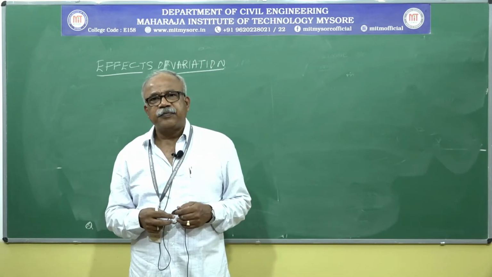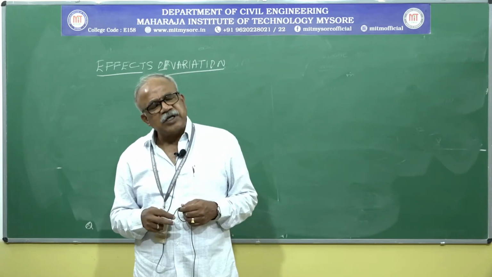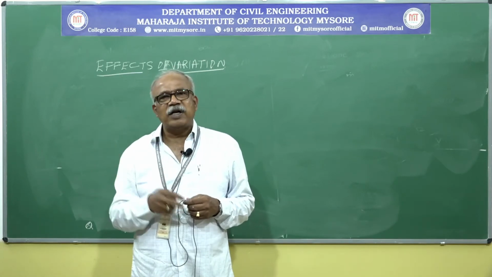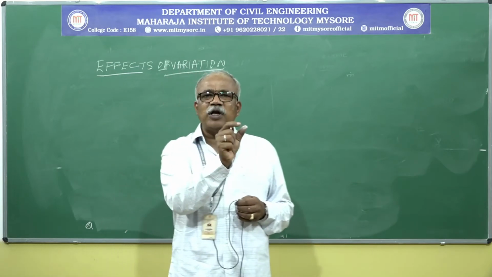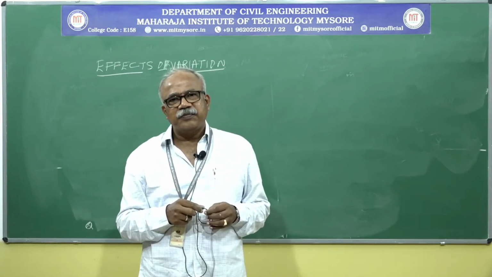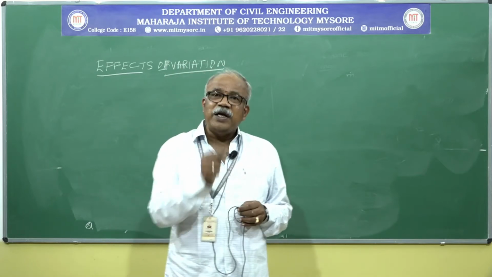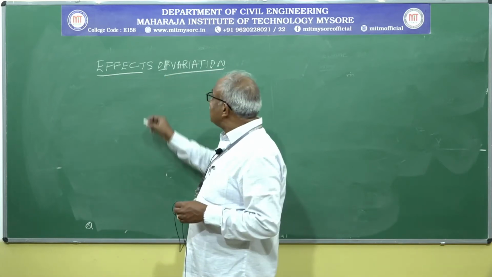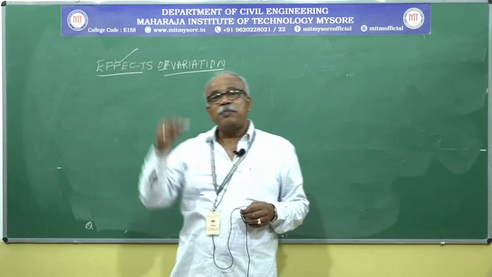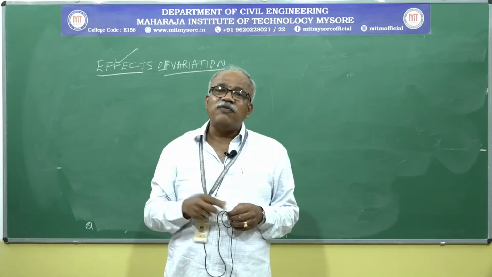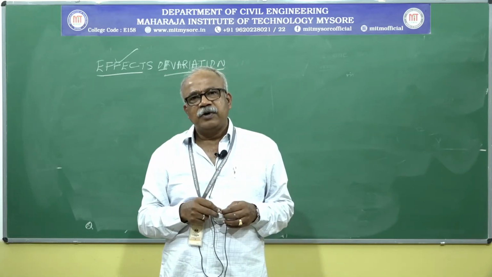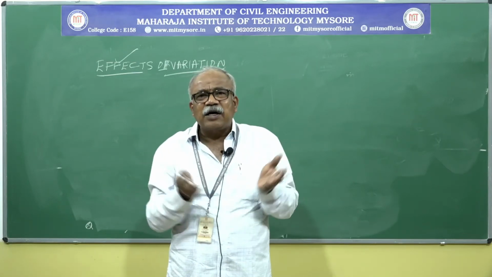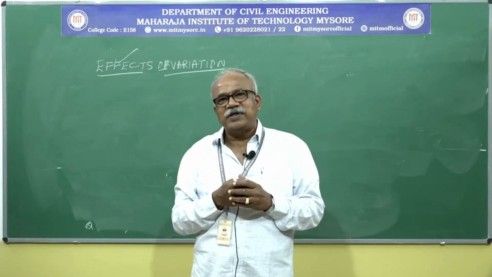What are the points? In the last class we discussed what we mean by self-cleaning velocity and non-scouring velocity. That is the minimum velocity and the maximum velocity. If you are not maintaining this minimum or maximum velocity, there will be variations and effects on the pipes. There will be a chance of abrasion inside the conduit or pipe, which has a smooth surface.